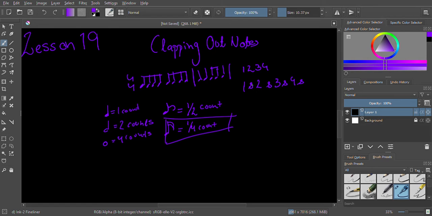1 and 2 and 3 and 4 and. And it's phenomenally easy. If you don't see it, you can take my word for it. And so this is the counting system we've come up with. And by this logic, for example, 1 and 2 and would be a half note once again because each one of those is a count, two counts, right? And all this would be a whole note because 1 count, 2 count, 3 count, 4 count, 4 counts.